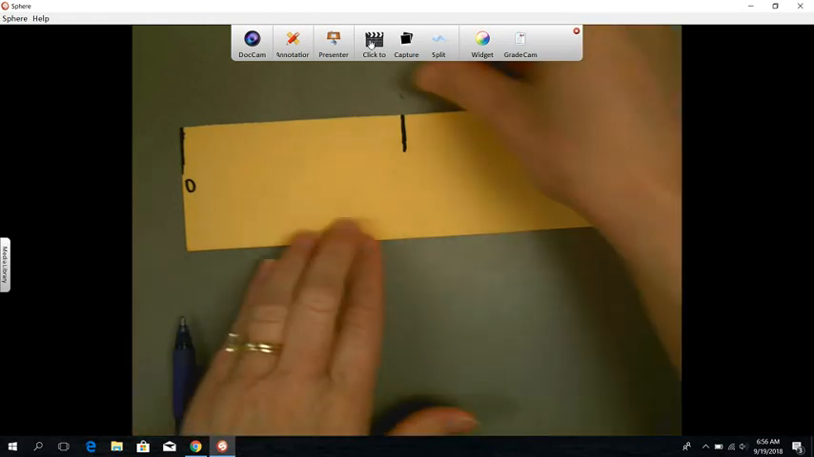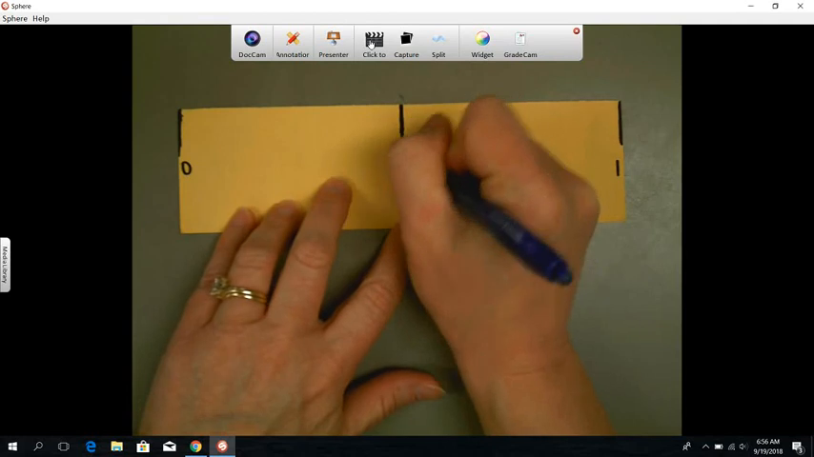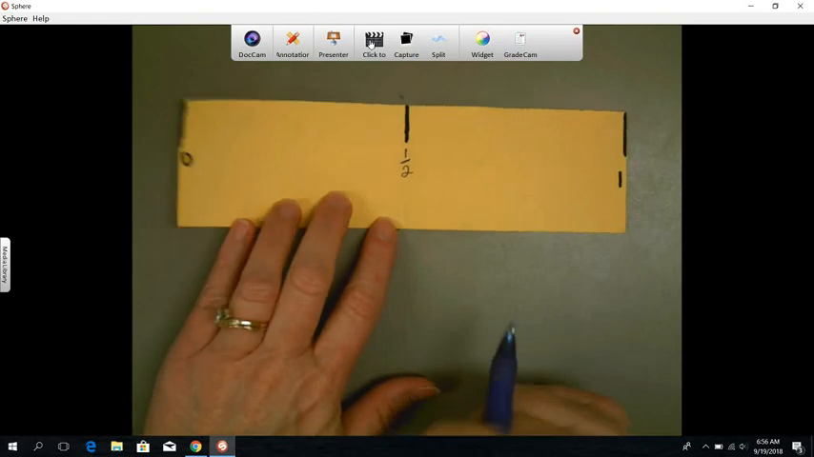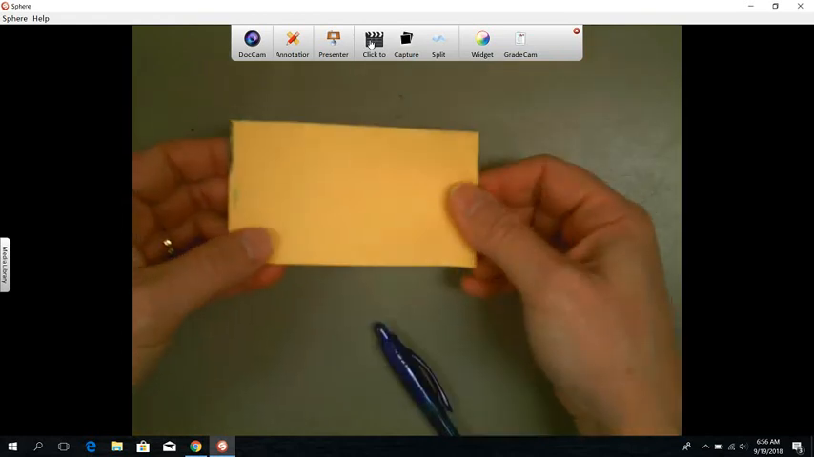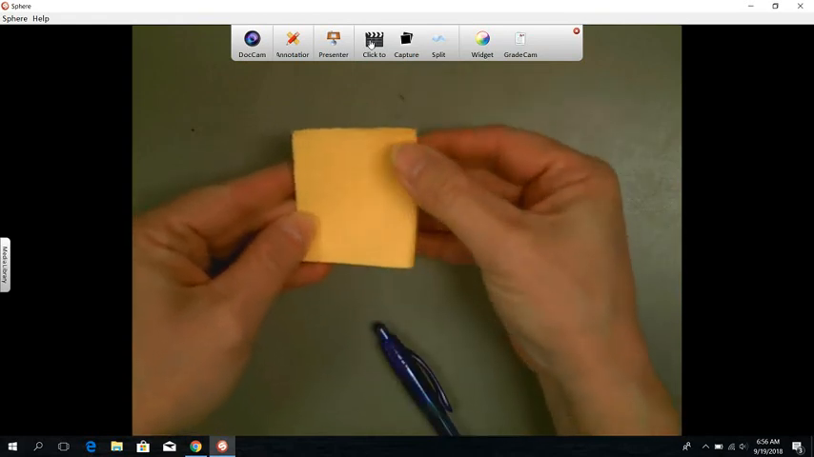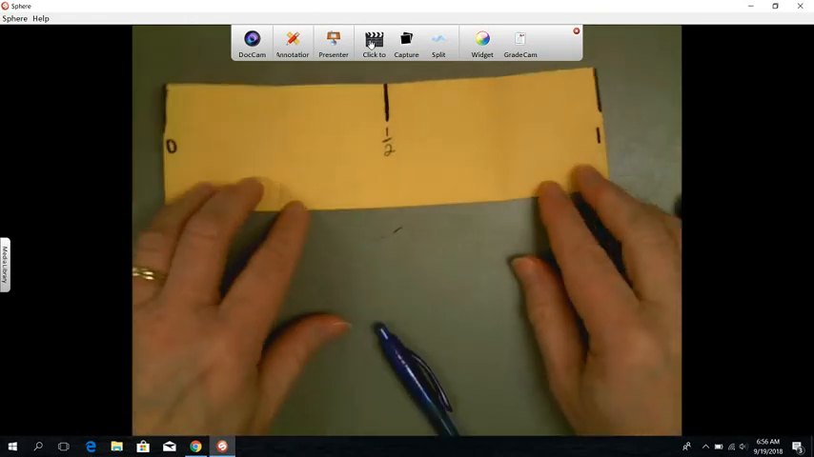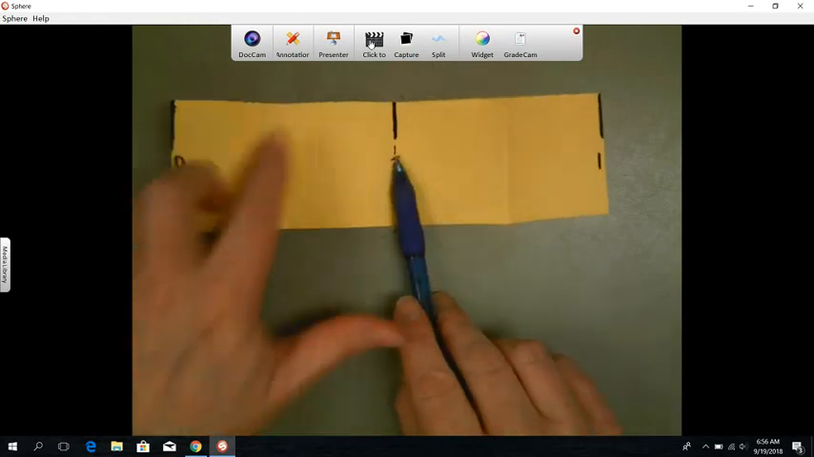At this time, I could also call that halfway in between. So I'm going to say this is 1/2. Okay, so I've got 1/2 here. So I'm going to refold it back to where I was, and I'm actually going to fold it again. And so when I do that, now I have 4 sections, right? I have 1, 2, 3, 4, and I split this half in half again.